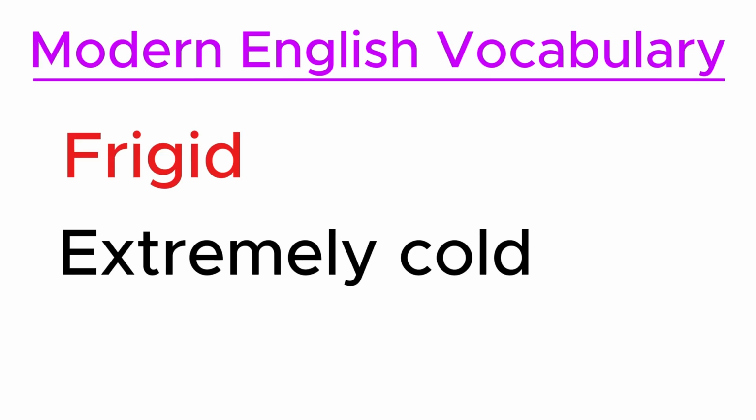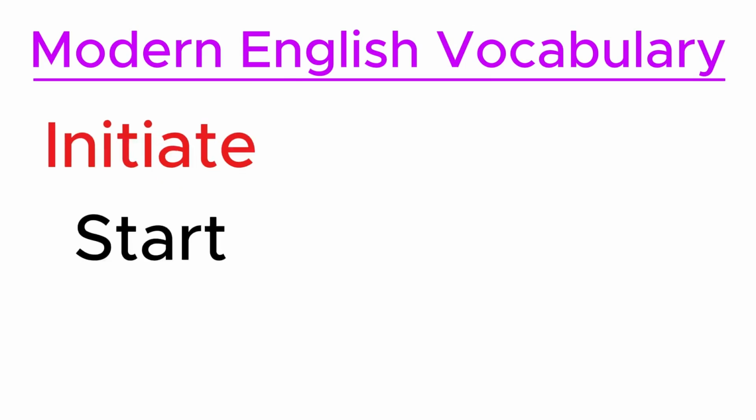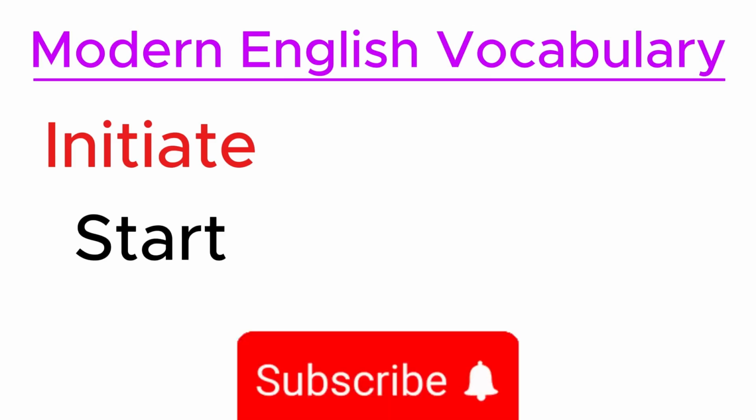The first word is frigid. Frigid means extremely cold. This word refers to weather. And how can you use it in a sentence? You can say this morning is very frigid, or the night is becoming very frigid. Means it's getting cold, or the night is getting cold, the morning is already very cold.